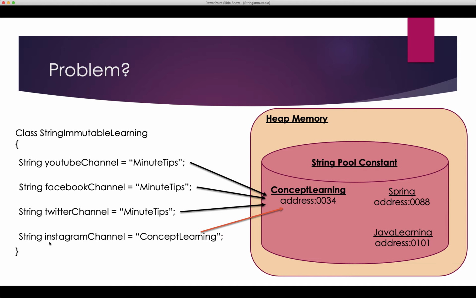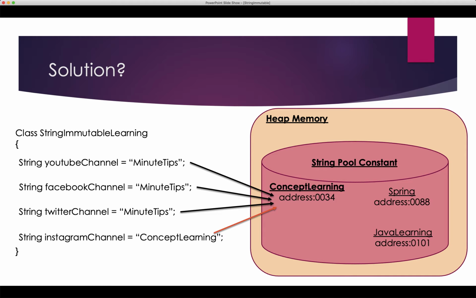We just want to change the Instagram channel name, and we don't want to change the YouTube channel, Facebook channel and Twitter channel names. But if the concept is like this, if our new changes reflect the changes in the memory, then all the other variables which are pointing to the same memory address will also face the effect of the change.